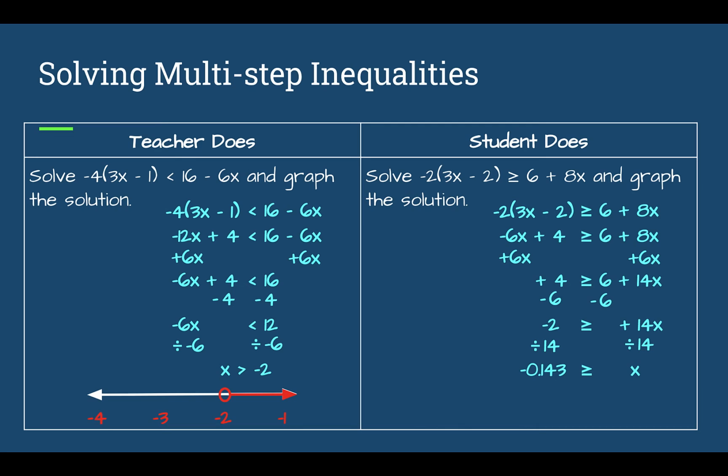Had you subtracted 8x in that second step, you would get the same answer, and you would end up dividing by a -14. So you would have to have your sign flipped, but you should end up with the same boundary. When we graph it, -0.143 is just a little bit left of 0. And then because x is less than that number, the arrow goes to the left.